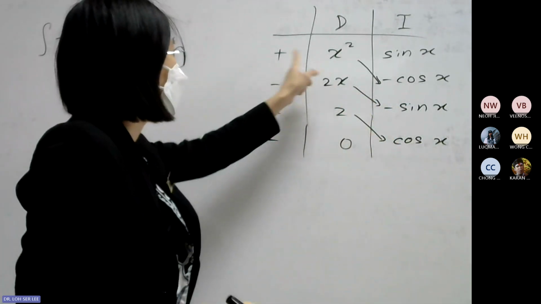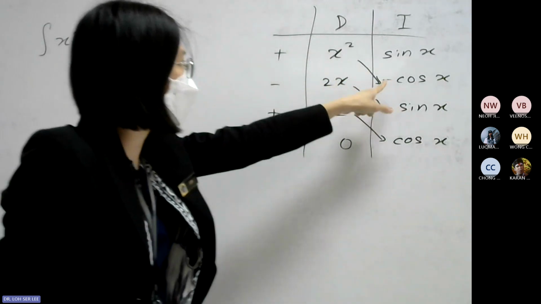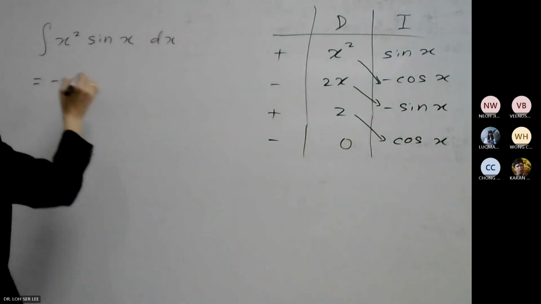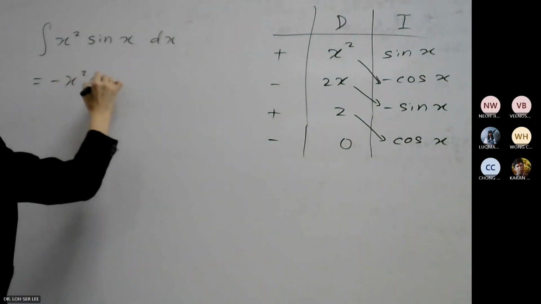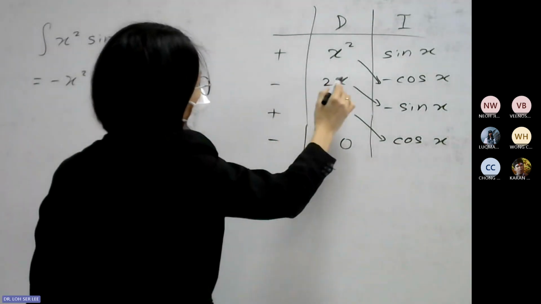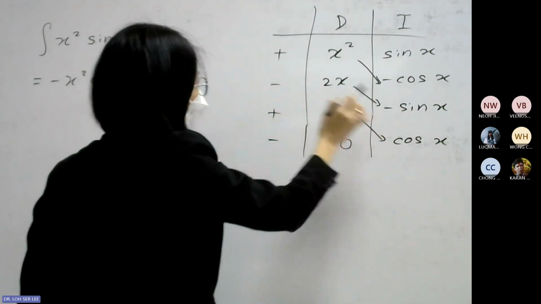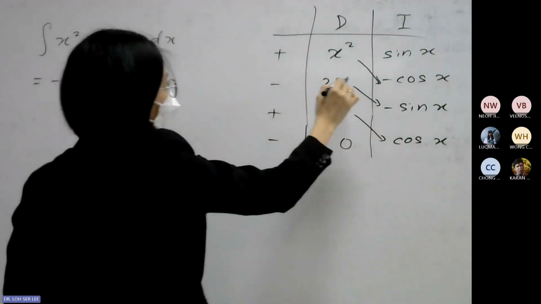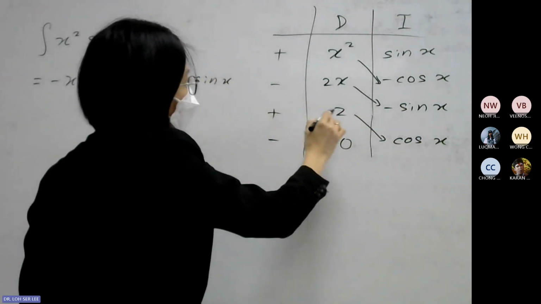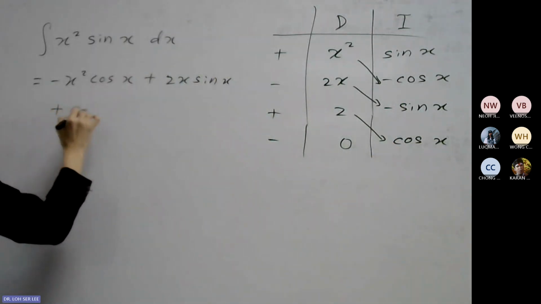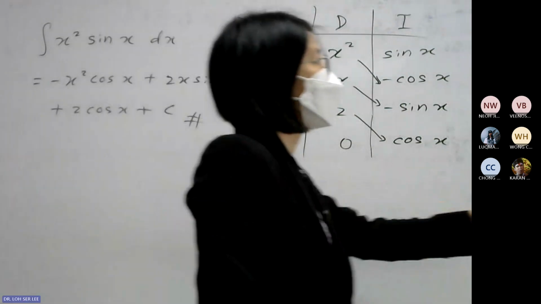Okay, that's this one with this one with this one with this. But you have to take together with the sign. So positive x squared times this, you get a negative x squared cos x. Then minus 2x times this multiplier. So minus minus, you get a plus 2x sine x. Then plus 2 times plus x plus c. You get the same result.